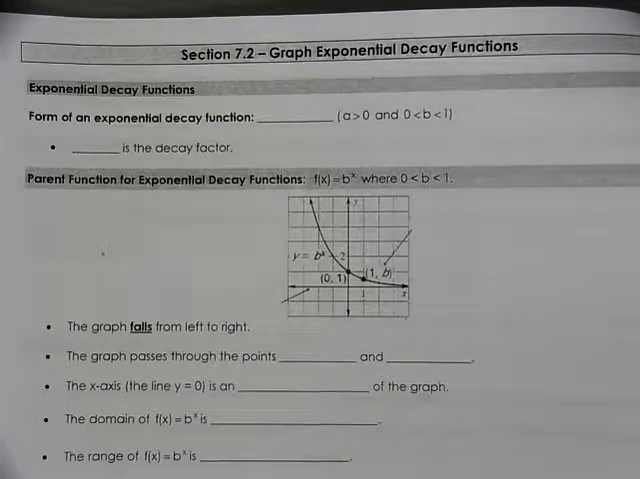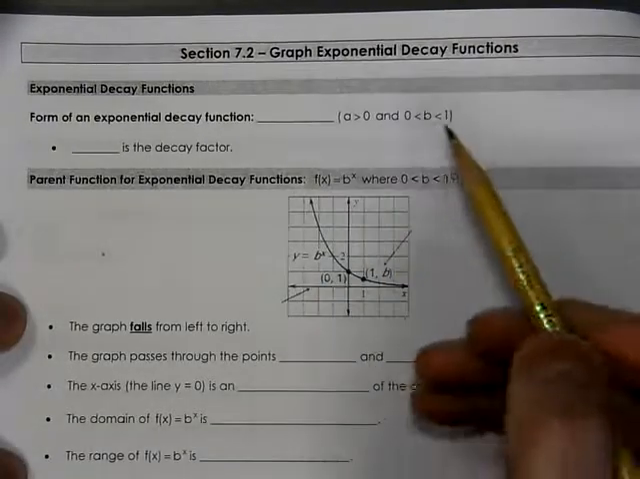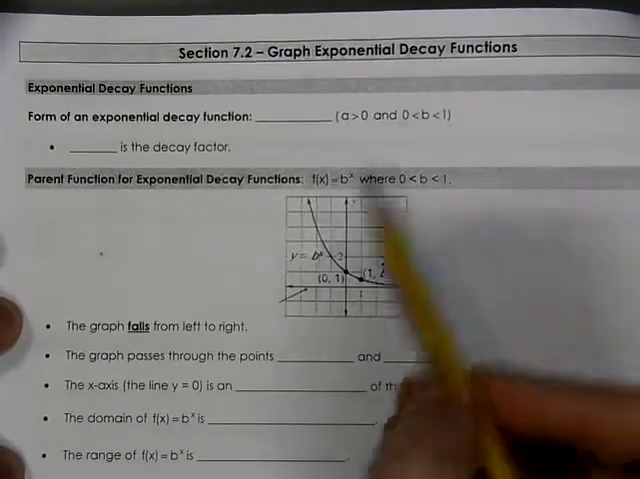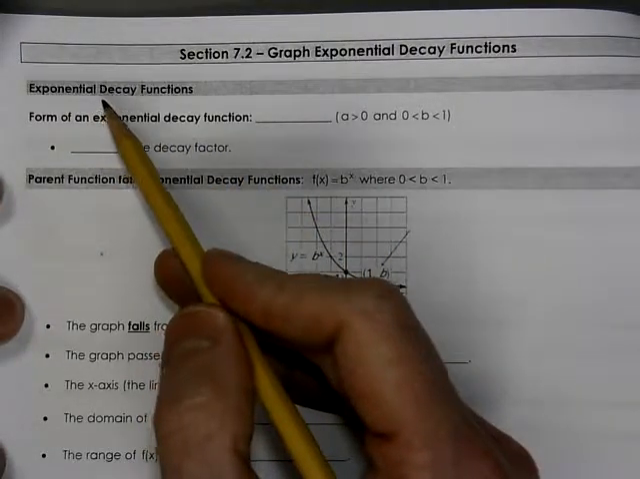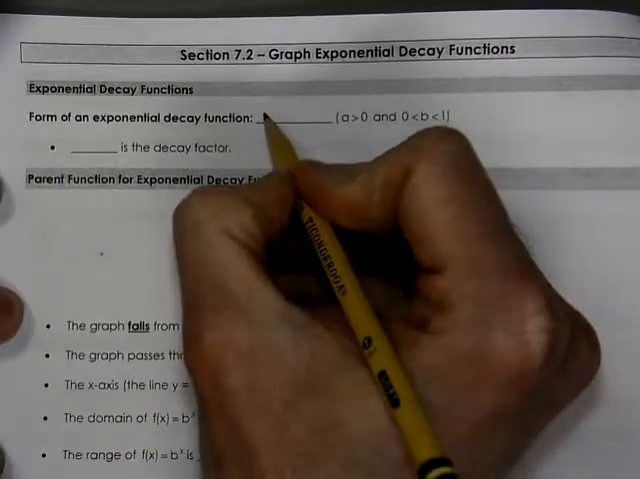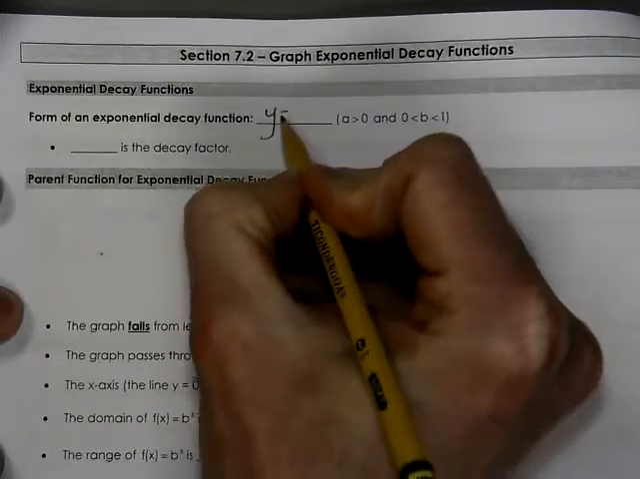This is Algebra 2 and Trig. This is section 7.2. We're graphing exponential decay functions. If you will recall, yesterday we graphed exponential growth functions, so now you'll see that the graph is a little bit different. For our exponential decay functions, we're going to be very similar to what we did yesterday.